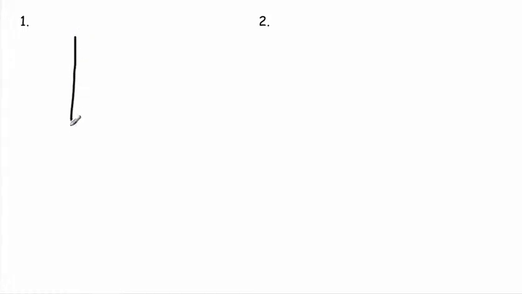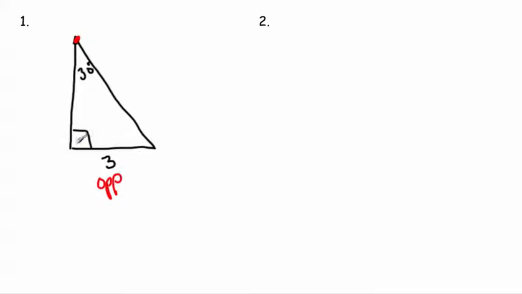So let's say I have a right triangle. Let's say I know that this angle measure is 30 degrees, and I know that this side is length, let's say, 3. So I know that sine equals opposite over hypotenuse. If I'm at this angle right here, the first thing I need to do is label my sides. Opposite is always across from the angle, so this is going to be opposite. Hypotenuse is always across from the right angle, so this is going to be hypotenuse. And the side that is unlabeled is always going to be adjacent.